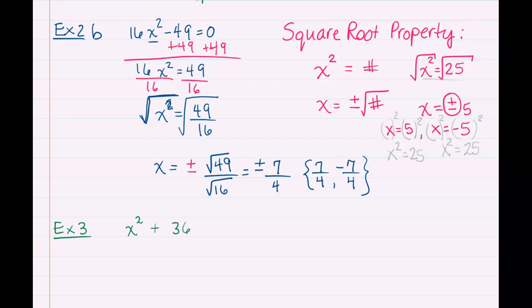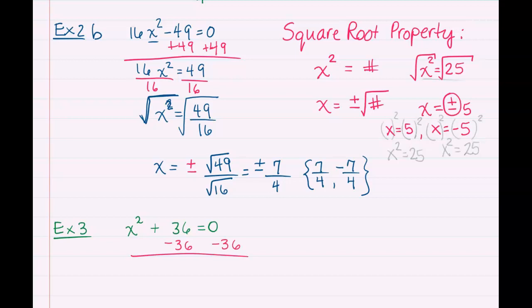So moving on to example number 3, let's say we have something that looks like x squared plus 36, and we say that's equal to 0. So again, we can try factoring and realize we can't factor in our traditional style. But what we can do is subtract 36 from both sides.